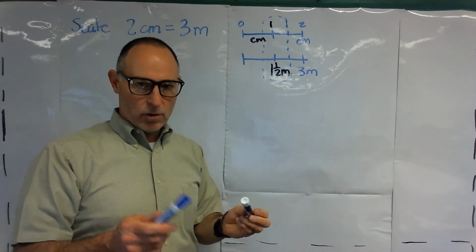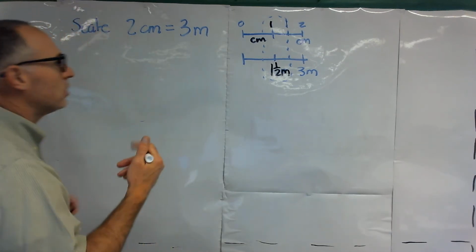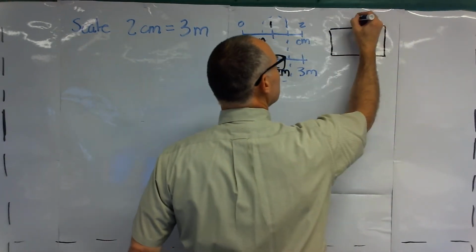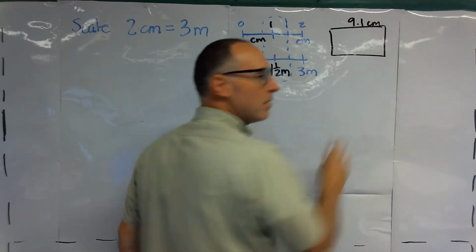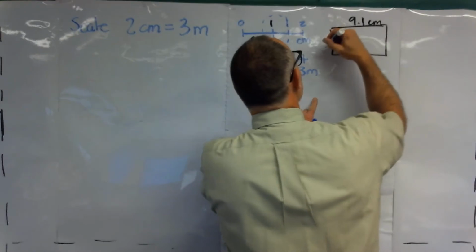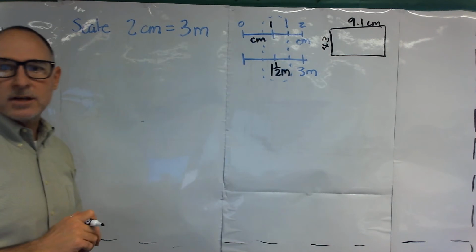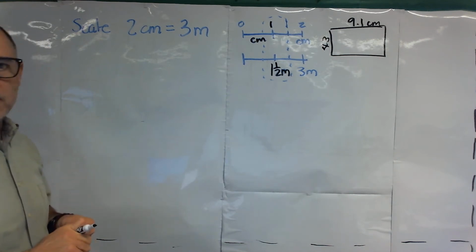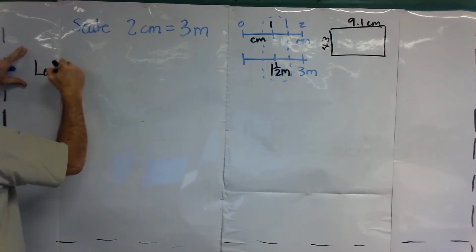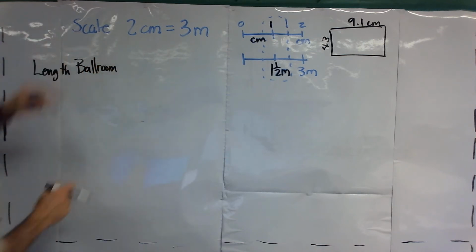So let's start with the first one. Let's find the length and the width of the ballroom, right? So my ballroom is here, and it is 9 1/10 centimeters across the top. It is 4 3/10 centimeters across the side. So we're going to set these ratios up and we're going to work these out. So we're going to find length ballroom. Okay, that's what we're going to find first.